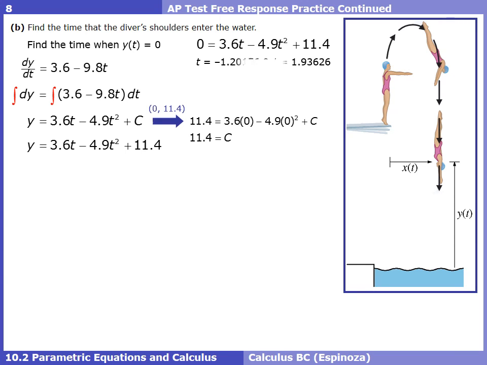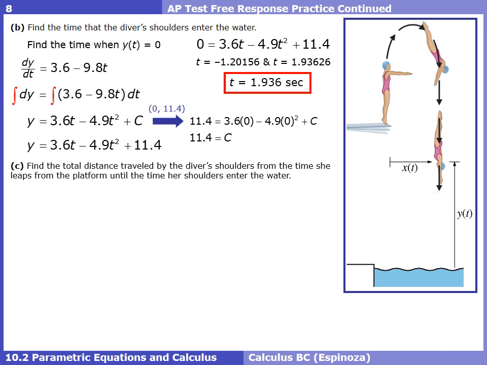And again, the reason we're setting y equal to 0 is because that's the position when she enters the water. That time, if you use your TI-89, turns out to be negative 1.2 and positive 1.9. Of course, one of those answers is a little extra and it doesn't really apply to this problem. So of course, the correct answer here to 3 decimal places would be at time equals 1.936 seconds is when she enters the water.